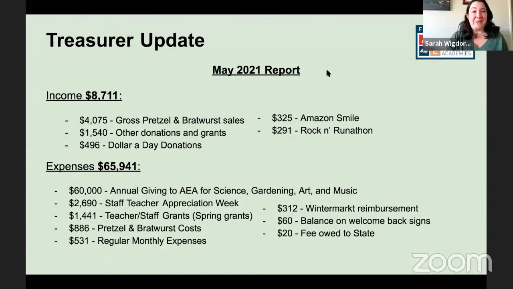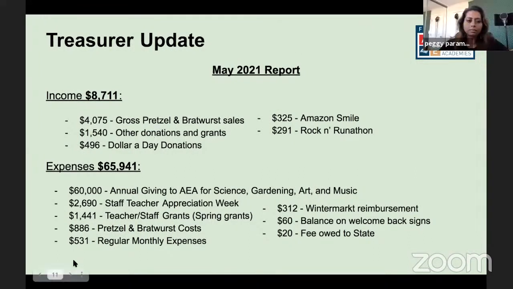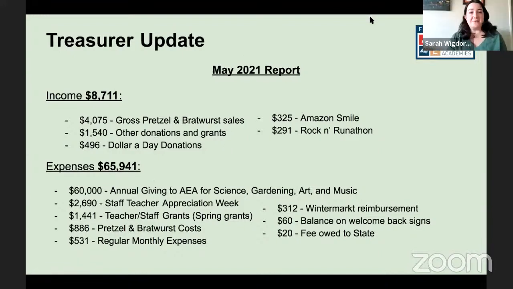All right, no problem. Okay, so our income from the last month, as I'm sure many of you know, we had our pretzel and bratwurst sale, and we have our gross income, which was a little over 4,000 for that. We also had 1,500 in other donations and grants. Our $1 a day donations was about 500. We got our quarterly Amazon Smile disbursement, 325.